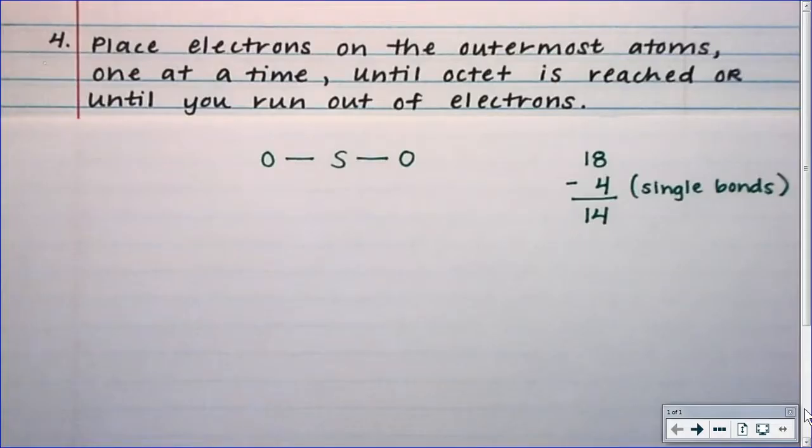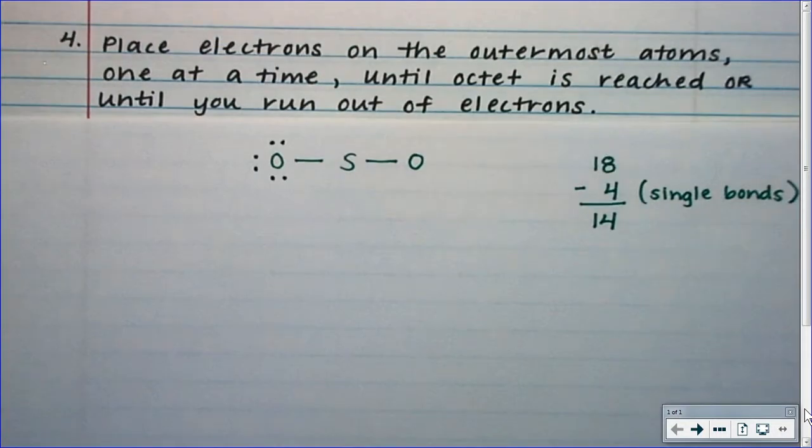Continuing on with step 4, place electrons on the outermost atoms one at a time until octet is reached or until you run out of electrons. Now normally when it says one at a time, it means you're going to do one atom first before moving on to the other. However, when adding your electrons, you should be adding them in pairs. So going ahead and starting to place your electrons, it doesn't matter which oxygen you start placing them on, as they are the outermost atoms. The S is the central one, so please don't add anything to that in this step.